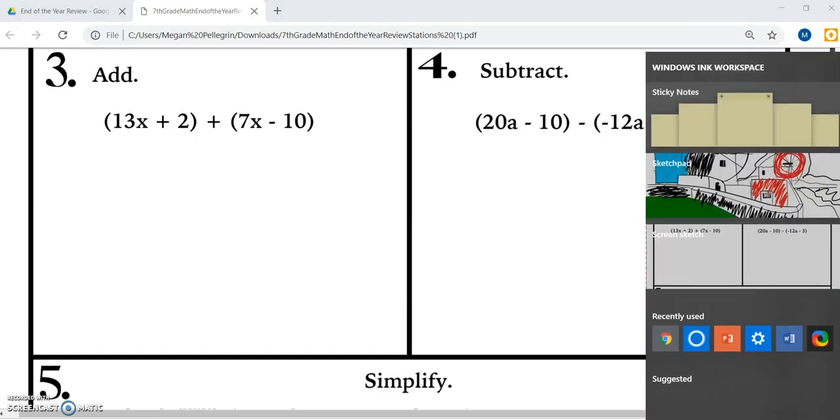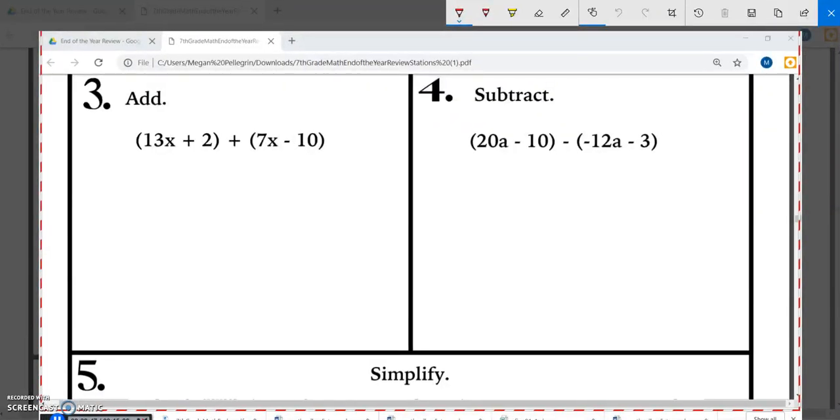Okay, number 3, add. So we're adding these two things together. Parentheses are actually not needed here. We have a +13x and a +7, because there's nothing on the outside to distribute, that's why they're not actually important here.